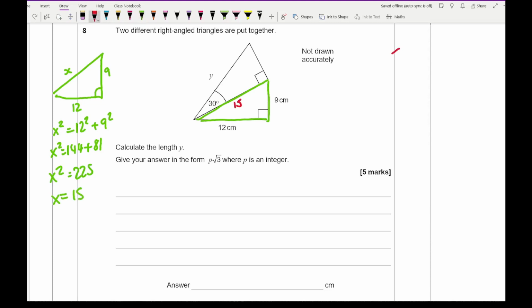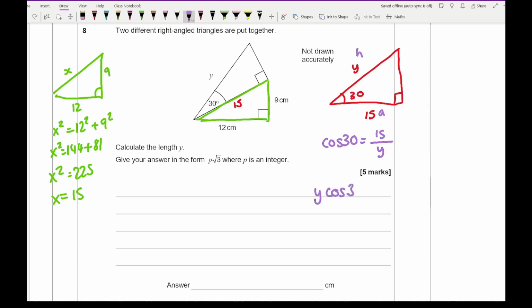So then if I take that top triangle out, I know that this angle here is 30, this side here is 15, and y is what I'm wanting to work out. So I know it's going to be a trig question because I've got two sides and an angle. So this is h, this is a, so I'm going to be using cos. So cos 30 equals 15 over y. So then if I take the y over, I end up with y cos 30 equals 15. So y equals 15 divided by cos 30.